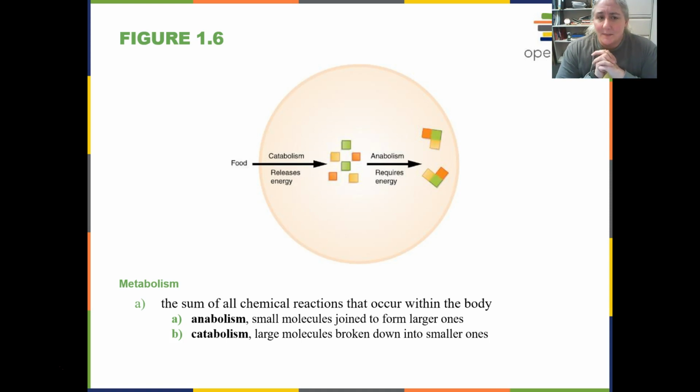So metabolism, in a nutshell, is the sum of all the chemical reactions that occur within your cells. There's a lot of different reactions, and we can break them into two broad categories, anabolic reactions and catabolic reactions. Catabolic reactions break things that are large into smaller subunits. So you take large molecules like proteins and you break them up into those amino acids.